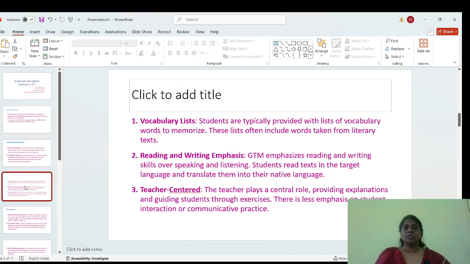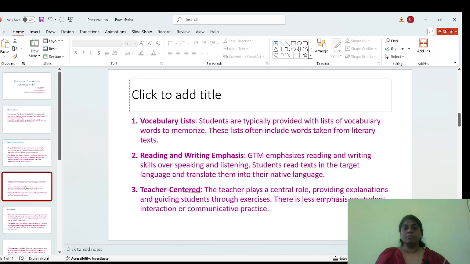Vocabulary lists. Students are typically provided with lists of vocabulary words to memorize. These lists often include words taken from literary texts. Reading and writing emphasis is one of the outstanding features of grammar translation method. GTM emphasizes reading and writing skills over speaking and listening. Students read texts in the target language and translate them into their native language.